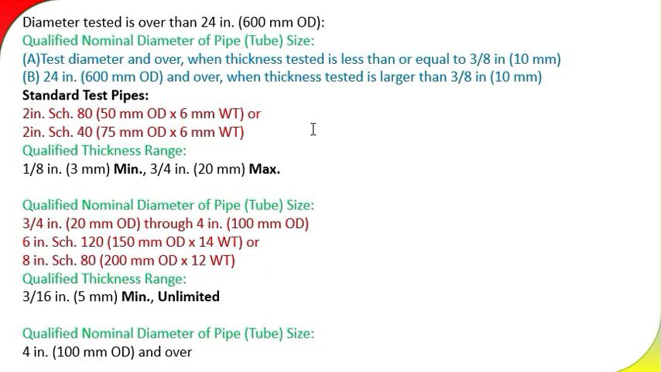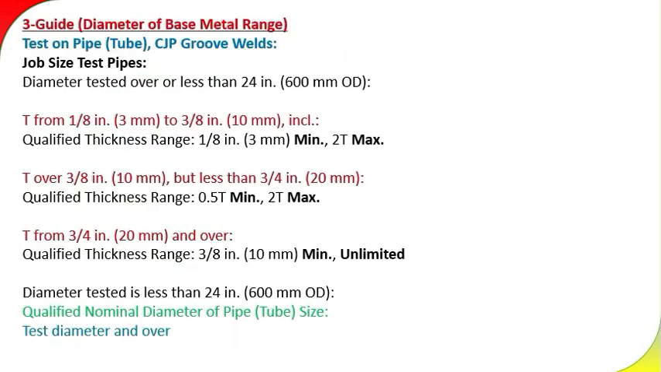Qualified nominal diameter of the pipe and tube size, then 100 mm OD and over. So this is the diameter. All diameters, as per AWS D1, are mentioned here. So this is the easy guide, you can refer from here, so you can understand for easy retrieval.